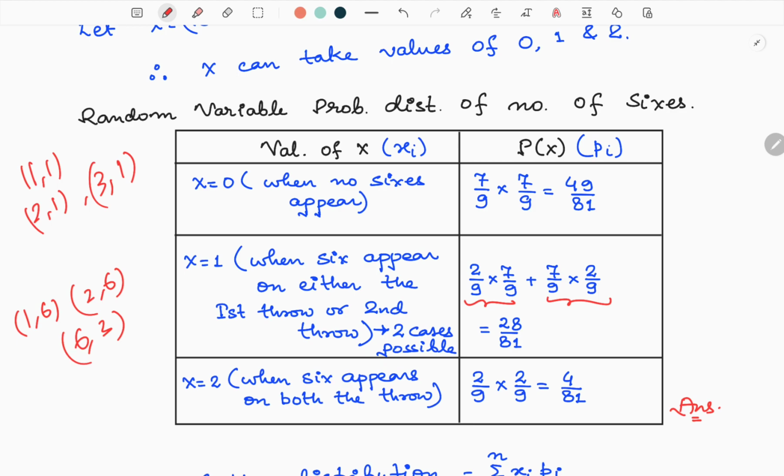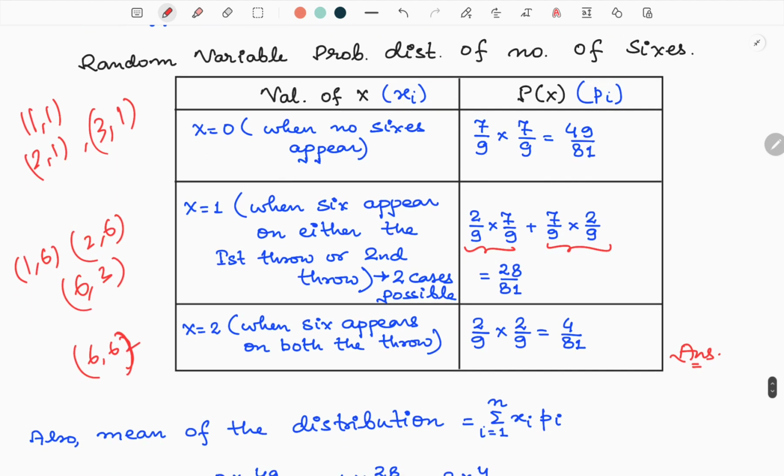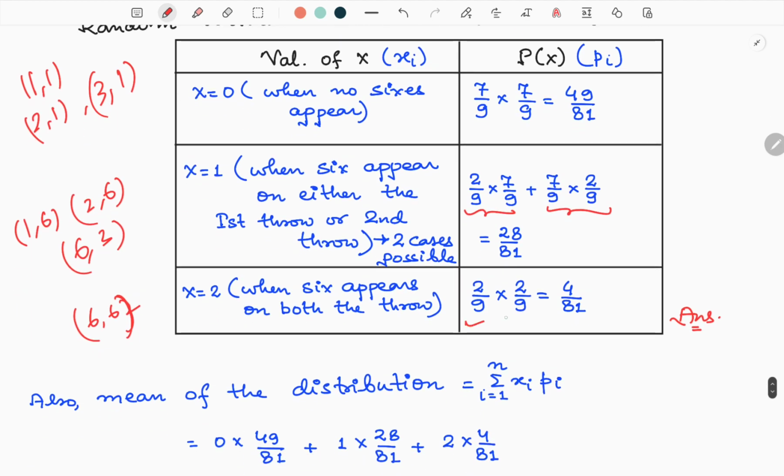And if you get 6 on both throws, then there is only one case, that is 6 comma 6. So on both throws, the probability is 2 by 9, 2 by 9. This is the way we can calculate the values of the random variable and its corresponding probability distribution. Up to this you will get 2 marks, and after that you are asked to find the mean of the distribution also.